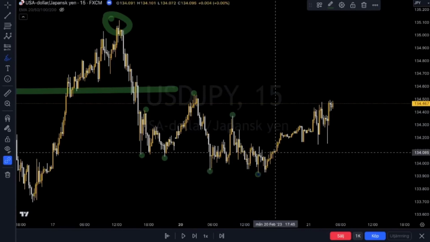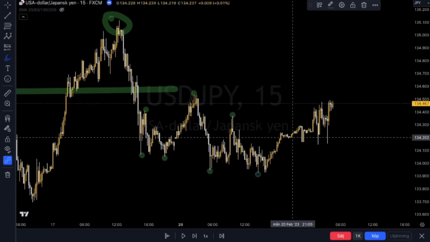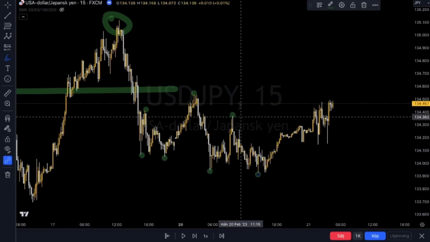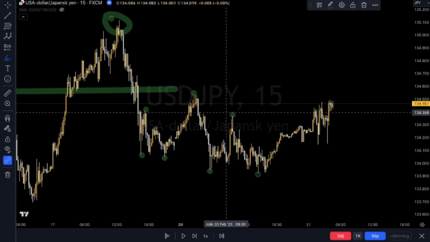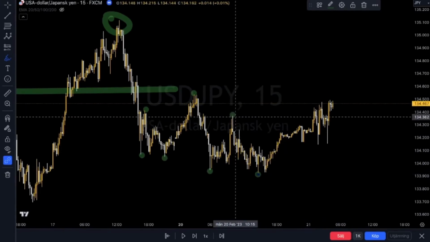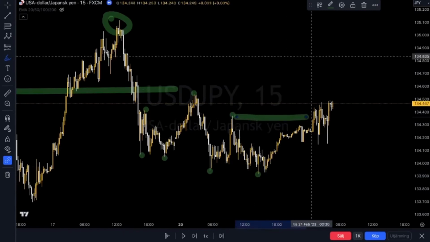Now market seems to want to push up, and to break structure we need to either break this low or break this high. This is our zone now, this is our structure. So what happened here? Market broke structure upwards again, change of character again. Let's see where it goes.